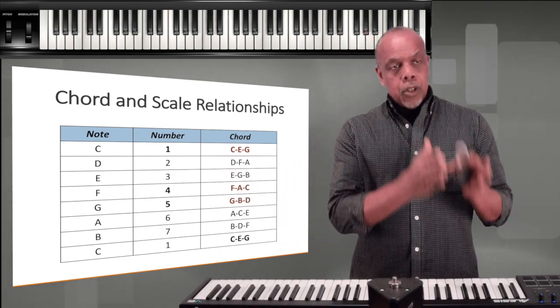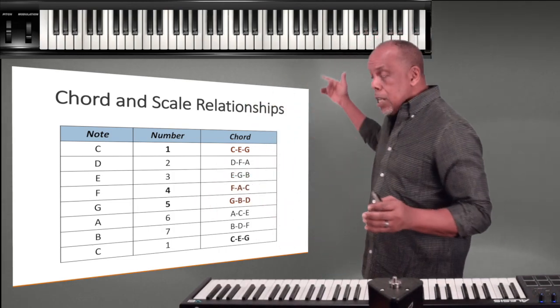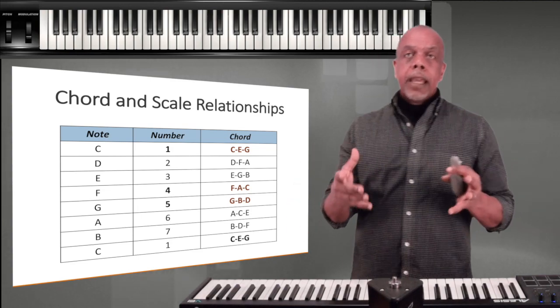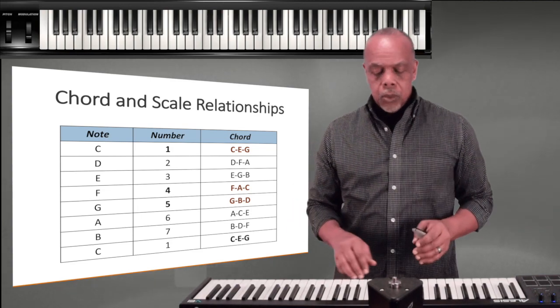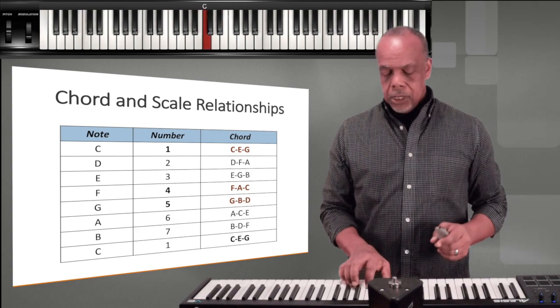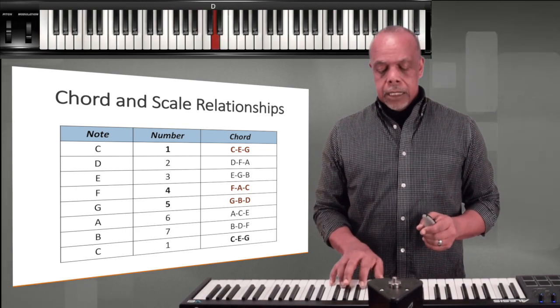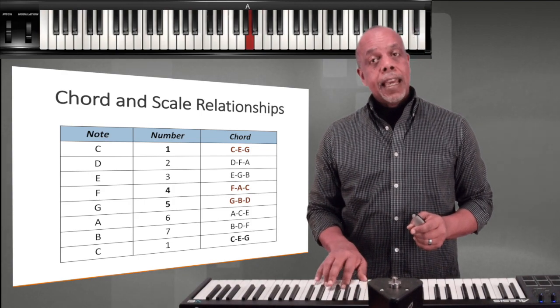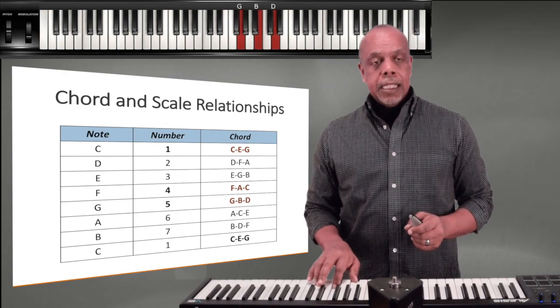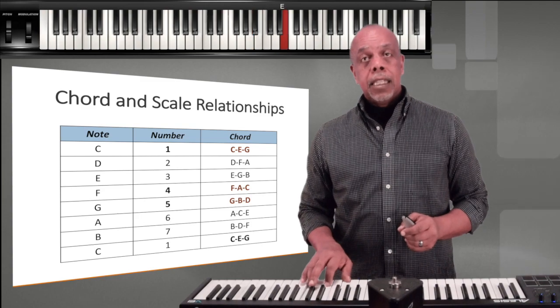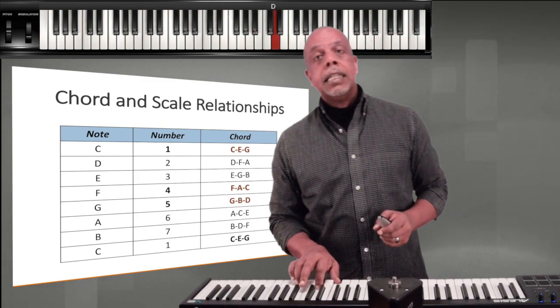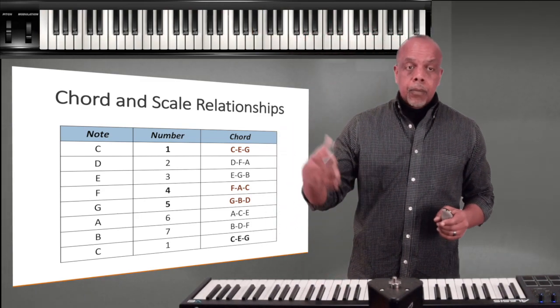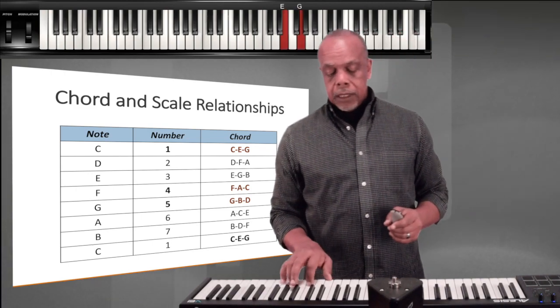So now we've got the notes, we've got the numbers, and now we can make a chord out of each one of those notes. For instance, C would be C, E, G, right? And D, F, A; E, G, B; F, A, C; G, B, D; A, C, E; B, D, F. All the way up, and it takes you back to C.